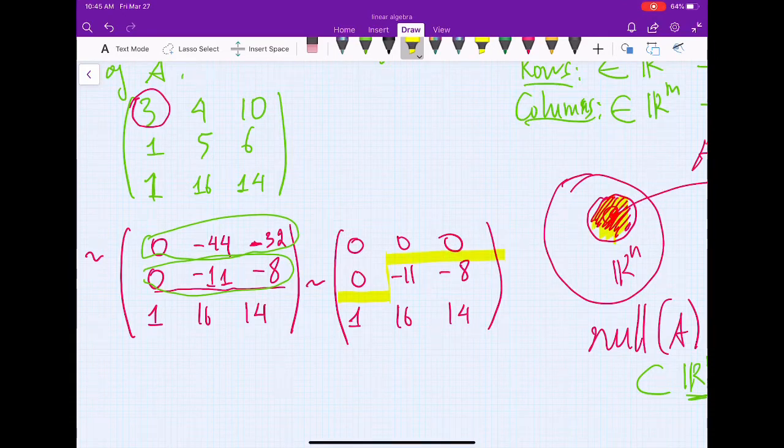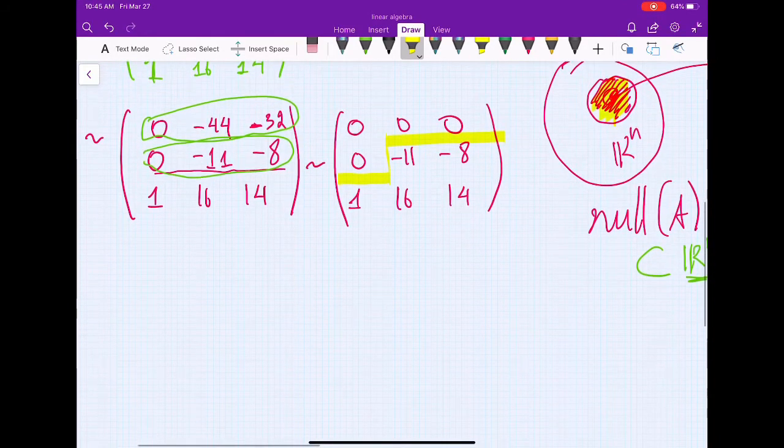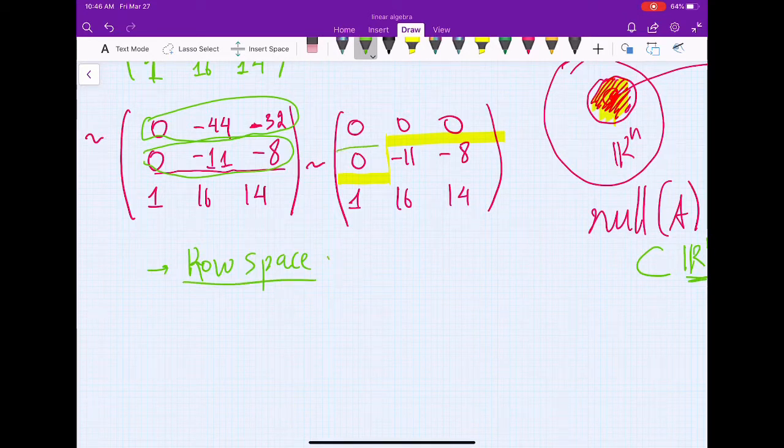You see this? From this form, I can make my decision. Okay, the row space: I can pick the 2 non-zero rows here, and they form a basis for the row space.